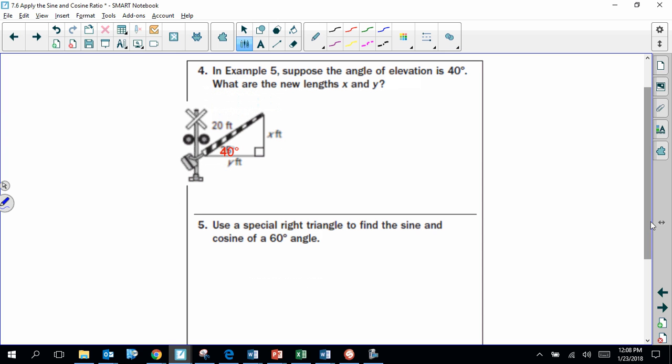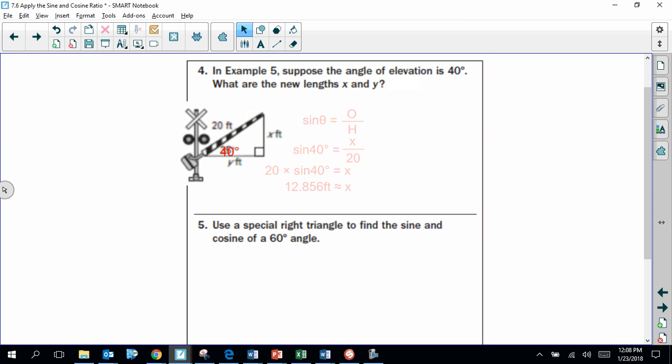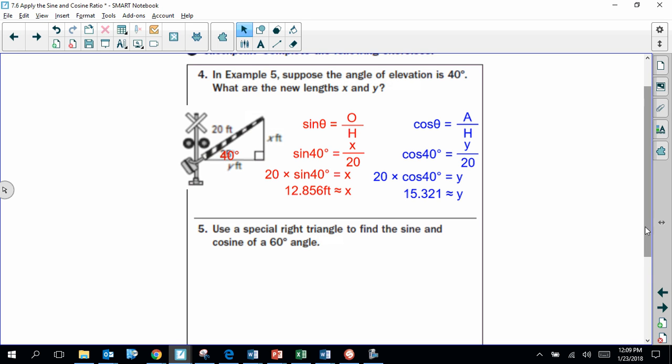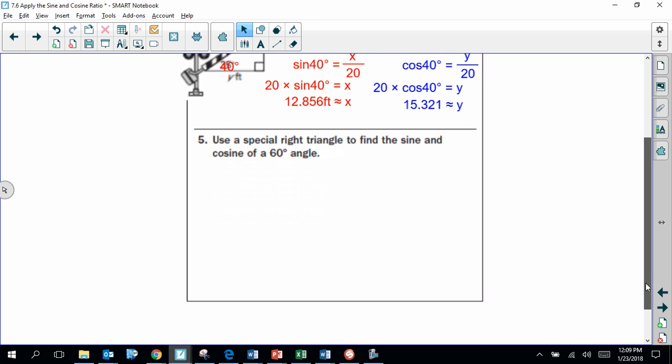Alright guys, so in example 5, we're changing the angle of elevation, and again we're just finding x and y. So we're just repeating the exact same process that we did before. So here, to find x, we're still going to use sine, and that gives us a value of almost 13, so that's 12.856. And then we're going to do cosine to find y, and that gives us about 15.321 for y.